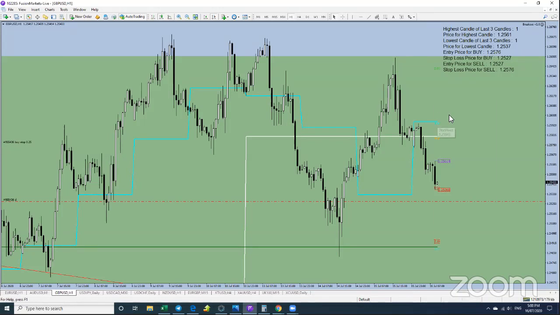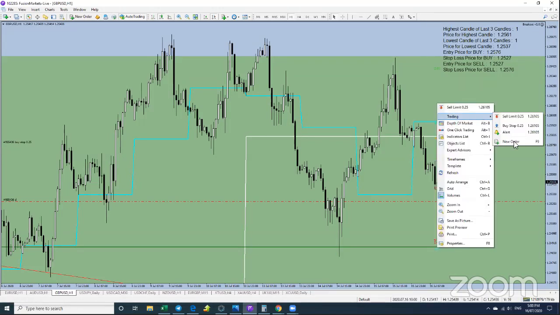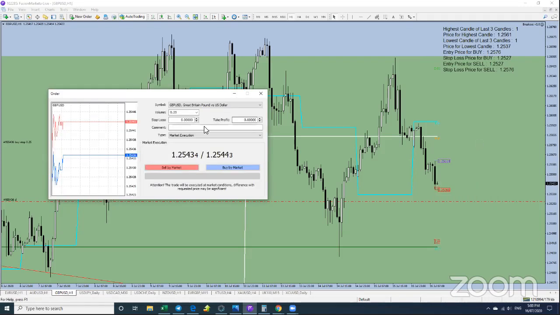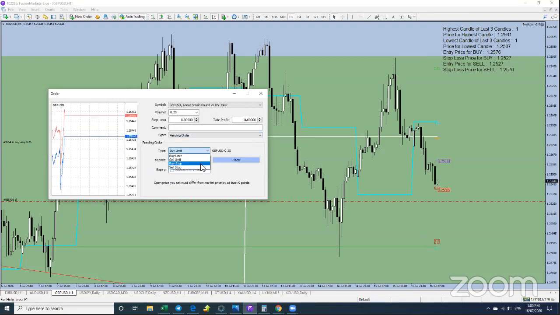And let's place the alternate sell order, which of course will be the reverse of the buy order. So it's a sell stop. And the levels are these. Sell stop price is 1.2527. And the stop loss for that is the entry for the buy, which was 1.2576.